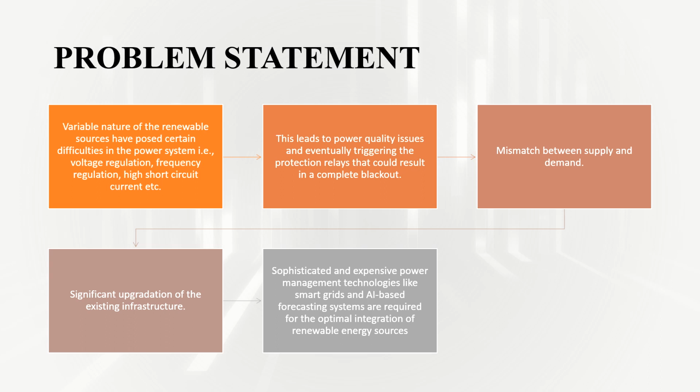And due to the fluctuating output of the wind and PV sources, there is always some mismatch between supply and demand between the prosumers and consumers. And when we integrate the renewable source into the system, that needs some significant upgrading of the existing infrastructure, because establishing a renewable system involves a high upfront cost, which needs some additional cost in the construction period. And last of all, sophisticated and expensive power management technologies like smart grids and AI-based forecasting systems are required for the optimal integration of the renewable energy sources as well.